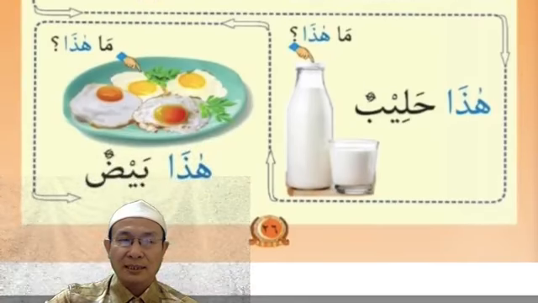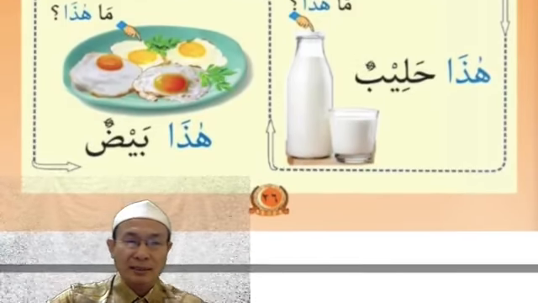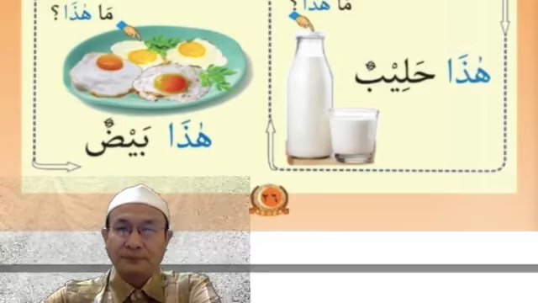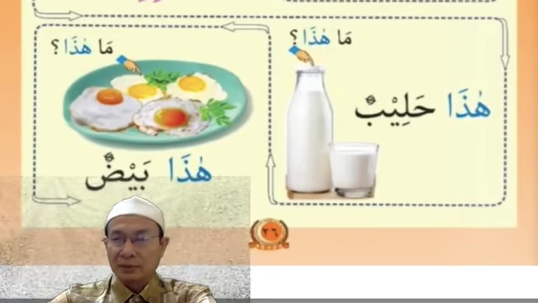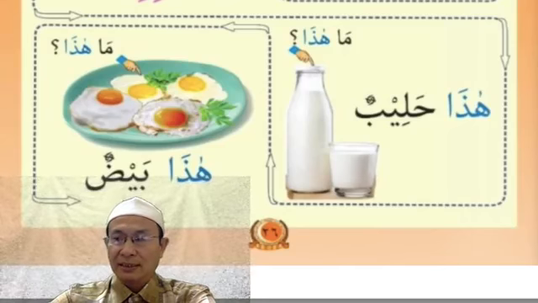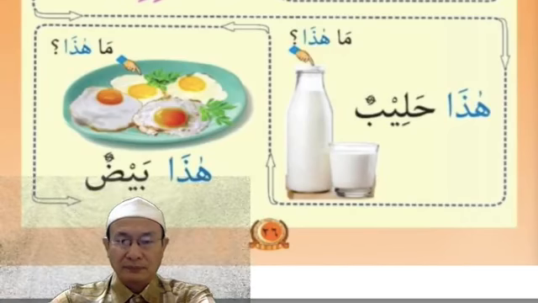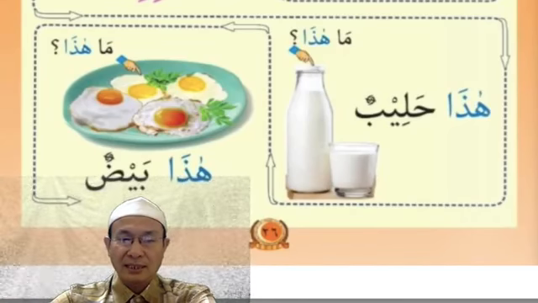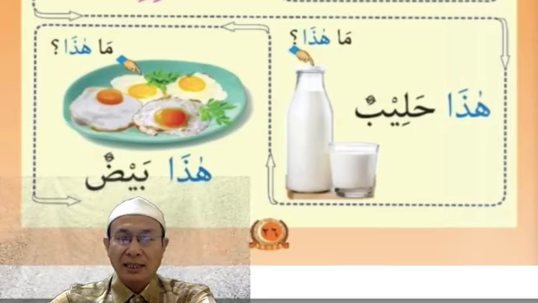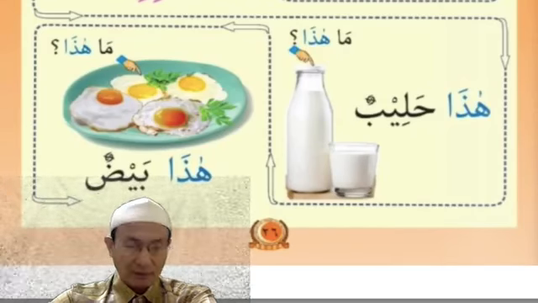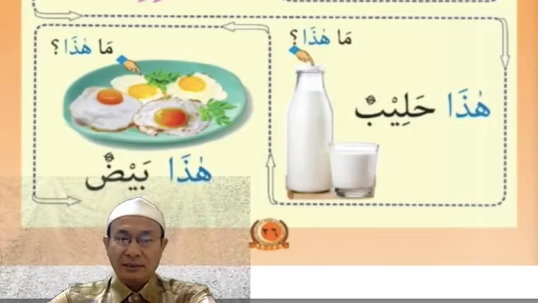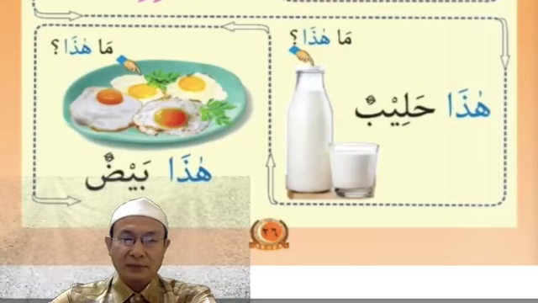ما هذا. What is this? هذا حليب. This is milk. Alright. Now look at the left one.